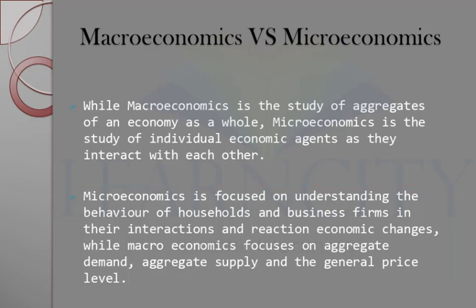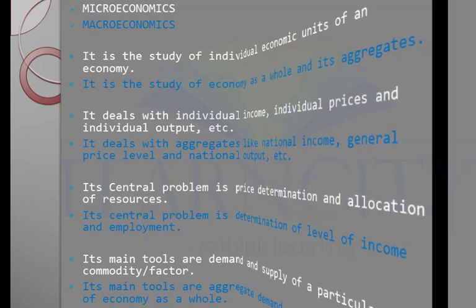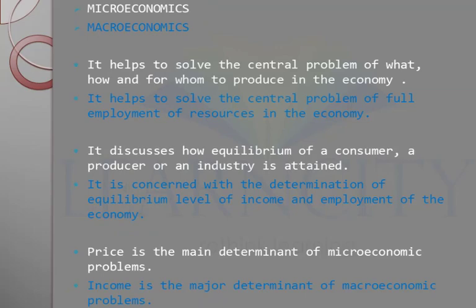So let's see. There are various differences between micro and macro. Some of them are: for micro, it is the study of individual economic units. For macro, it is the study of the economy as a whole. For micro, its main tools are demand and supply of a particular commodity, but for macro, its main tools are aggregate demand and aggregate supply of an economy. There are many other differences available on the slides.